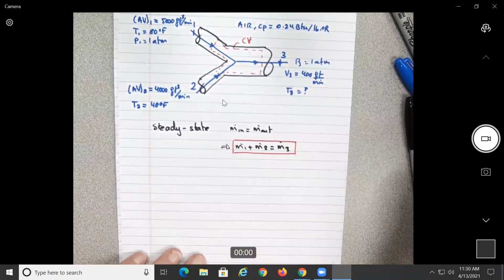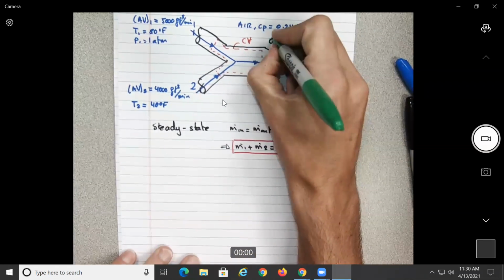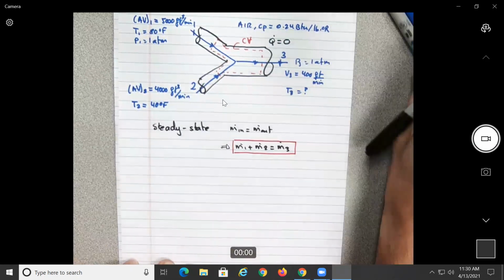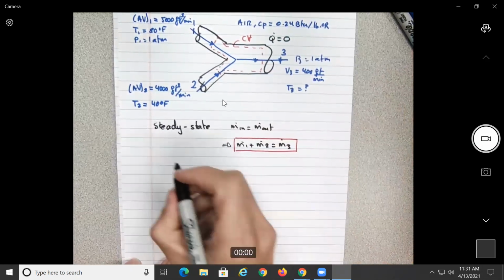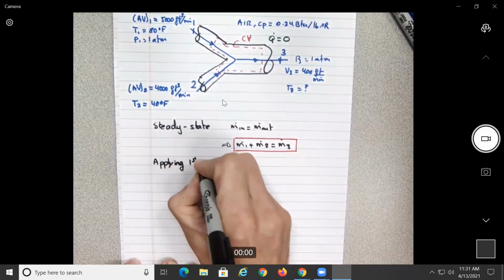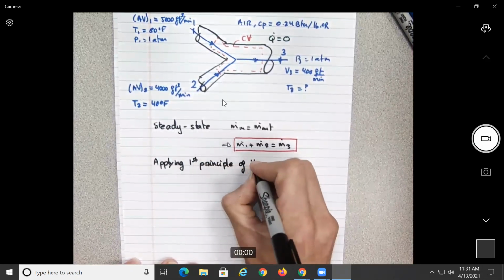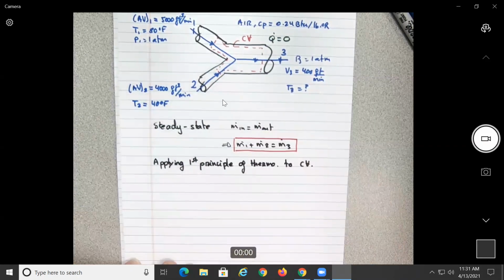Similarly, in the problem, they tell us that the system is well insulated. So what does that mean? That there will be no heat transfer. Q dot will be equal to 0. Okay? So knowing that, what can we do? So first, what type of system is this? A closed system or an open system? This is an open system, you have mass flowing. Okay? So let's apply the first principle of thermodynamics to the control volume.